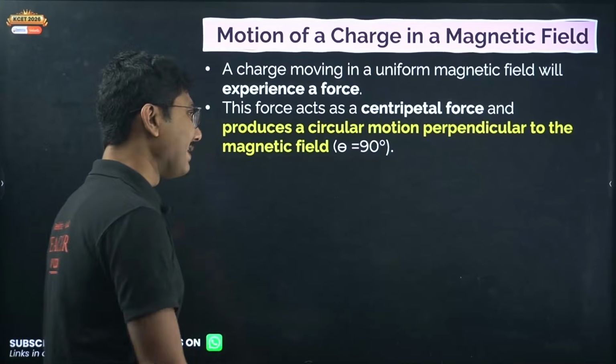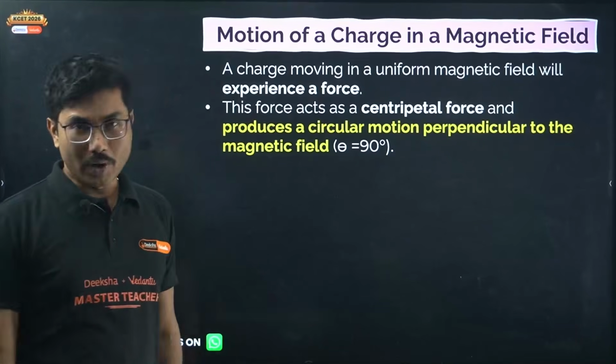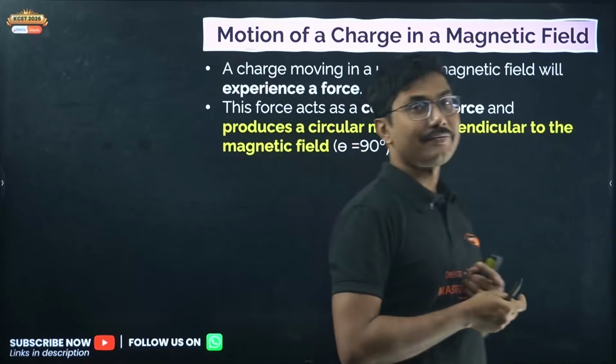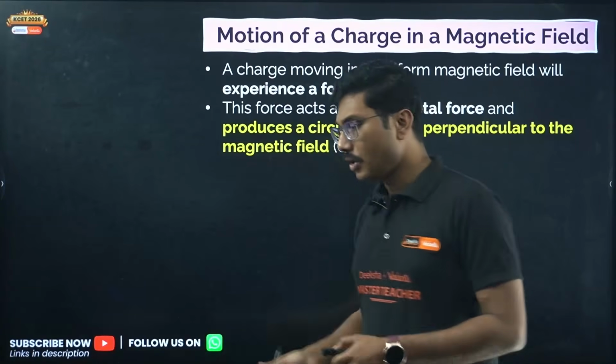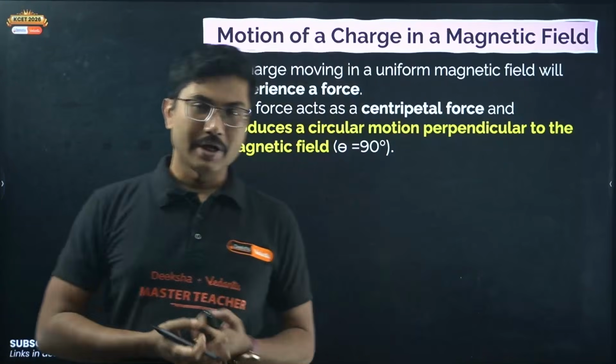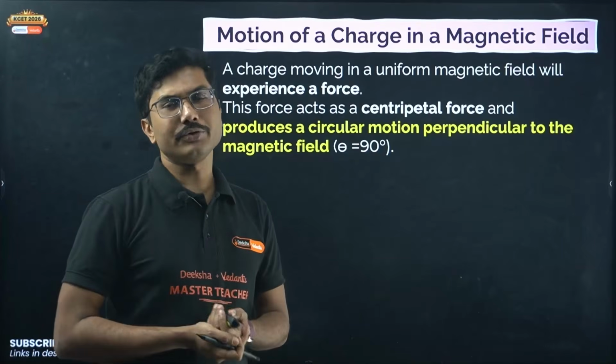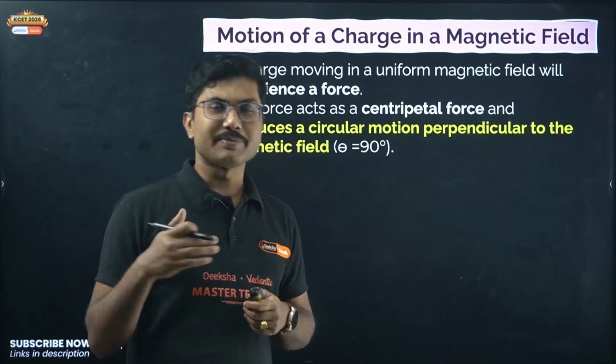Here theta is 90 degrees, so sin theta is 1. So QVB is the force, and that force, because velocity and magnetic field are perpendicular to each other, is very special. The resultant force actually supplies the required centripetal force for the charged particle to move in a circular motion.